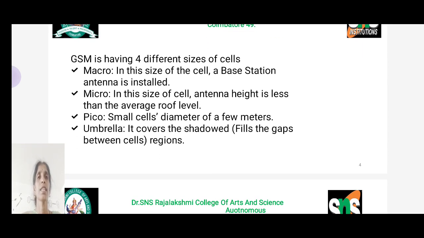By using this technique, the data transmission will be at a uniform rate, and also the quality of the data transmission is very high.